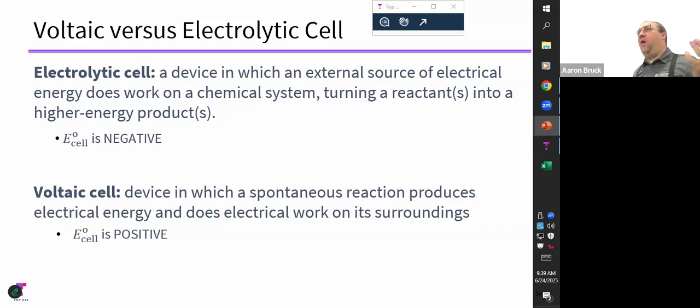Once we take it out of the wall, the battery goes back to being spontaneous. Then it becomes a voltaic cell again. Voltaic cells are when we have the spontaneous reaction happening on its own, providing electrical work, doing things like powering your phone and your laptop. It does that completely on its own without your input or interference. That's why it's spontaneous. That's why the E cell is positive.